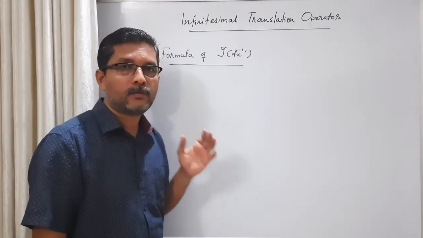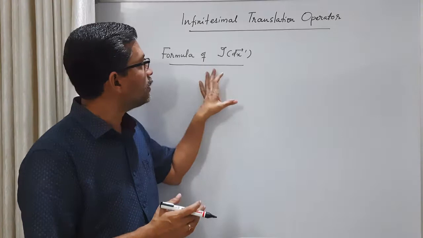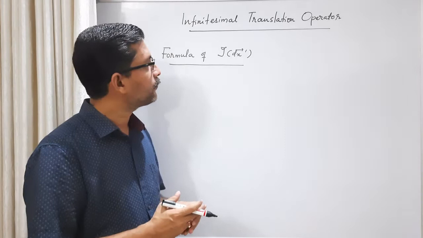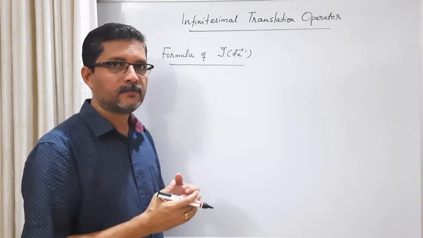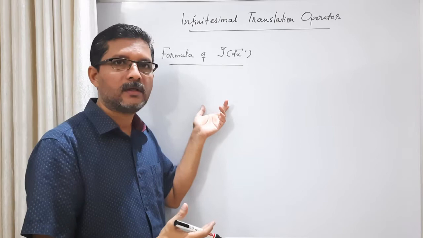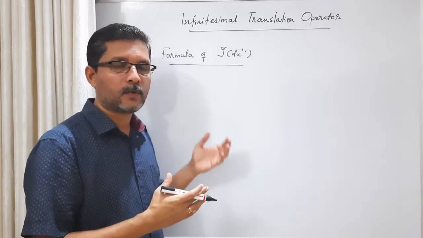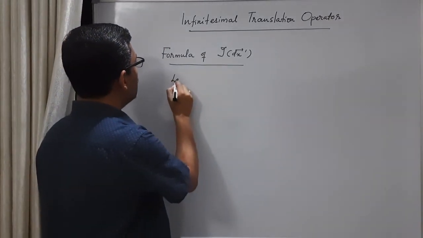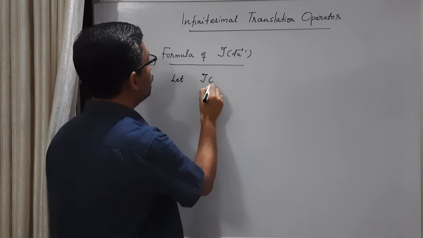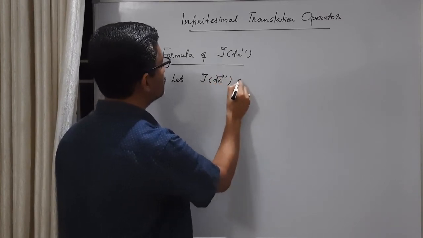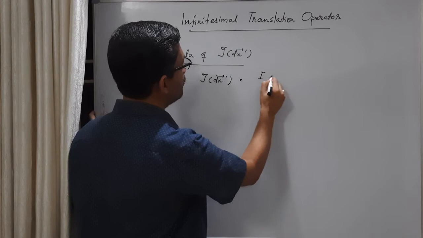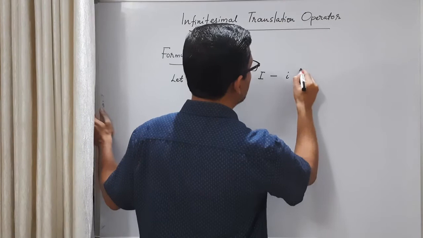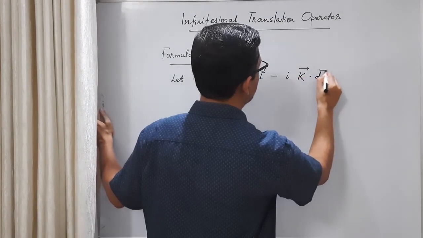Now what we are going to do is postulate a formula for the infinitesimal translation operator, and then we will see whether this formula that we postulate satisfies the properties that we have listed before. So let us define this infinitesimal translation operator as equal to identity minus i, where i is the square root of minus 1, k dot dx'.